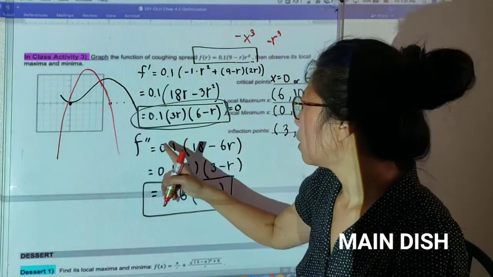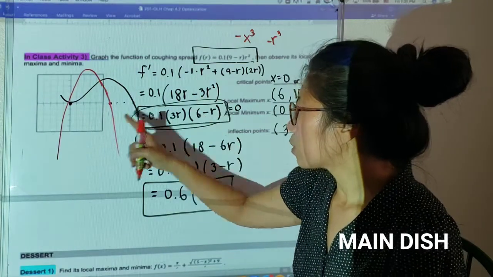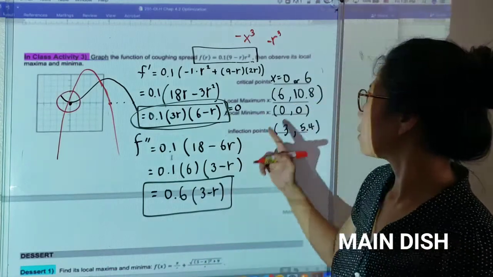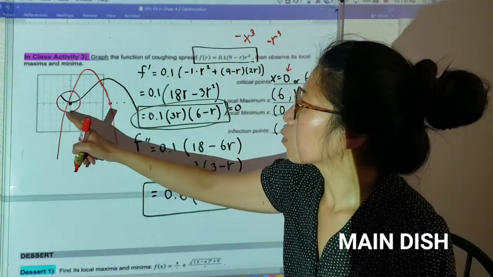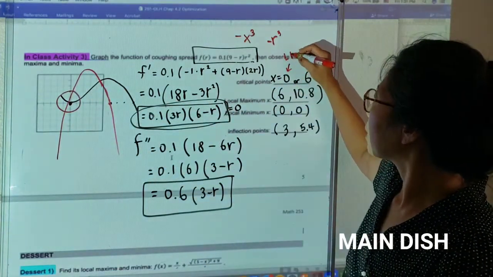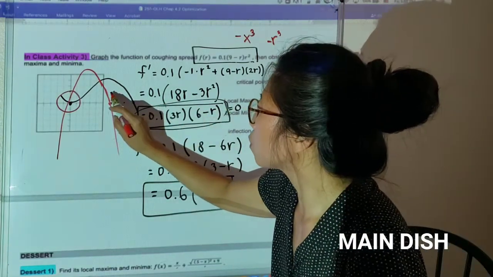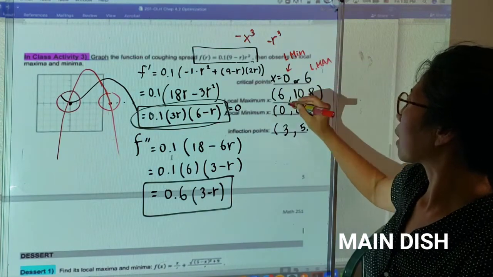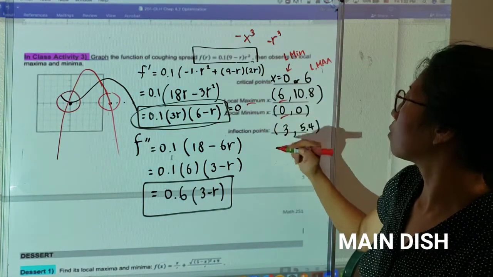That's why it's upside down. So the first derivative graph shows that upside down graph. Then what can you say about this at 0? This one will be decreasing, then increasing, so it has to be a local minimum. And then at 6, if you look, that's going to be increasing, then decreasing, so that's going to be a local maximum. So I put local maximum at 6, local minimum at 0.